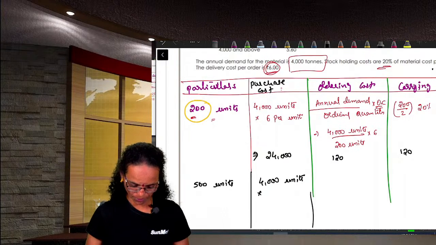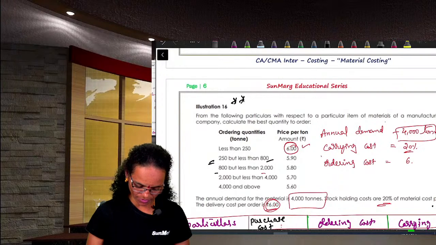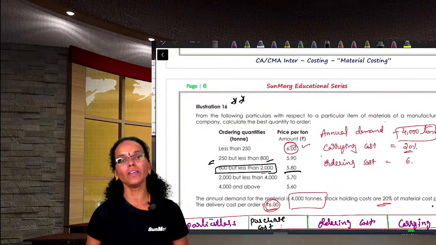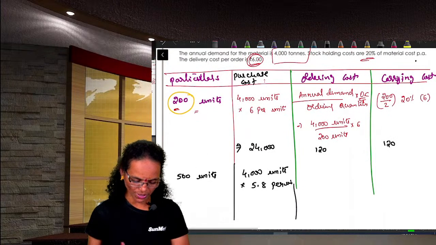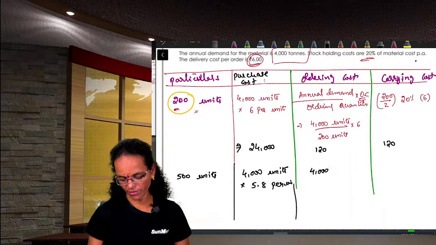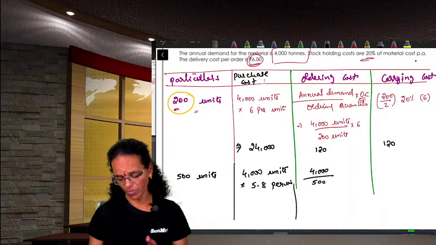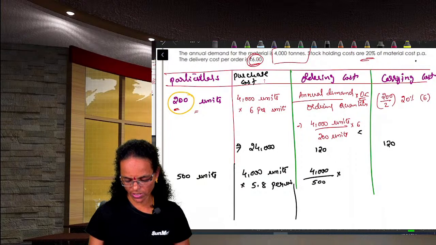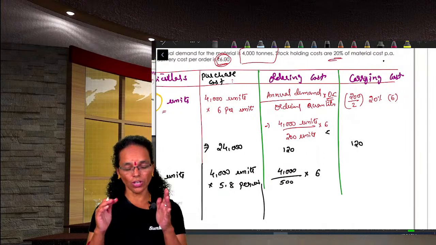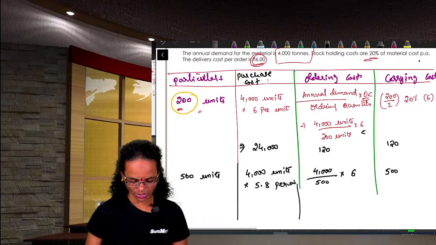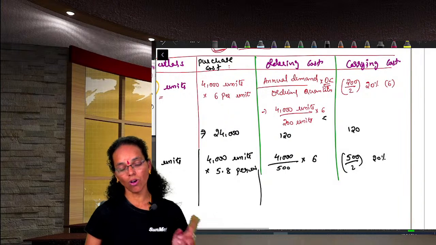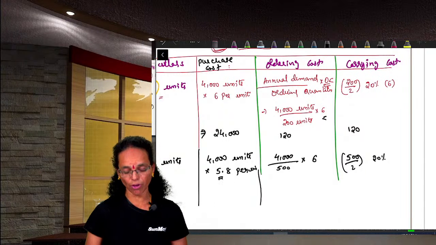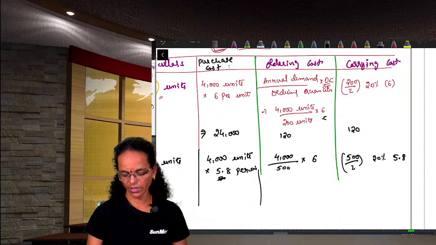Into purchase cost. If you are purchasing in this slab, the rate will be 5.8 per unit. How many times are you placing an order? 4,000 is your annual demand. Per order you are placing an order for 500 units and ordering cost is 6 rupees. And carrying cost, you are carrying only 500 units because you are placing an order for 500 units, divided by 2 into 20% on the rate at which you purchased, which is 5.8.